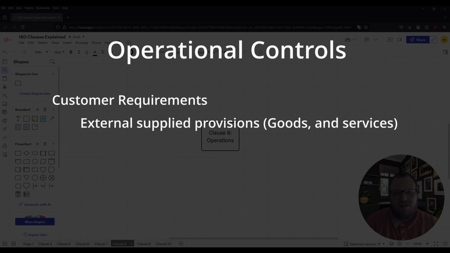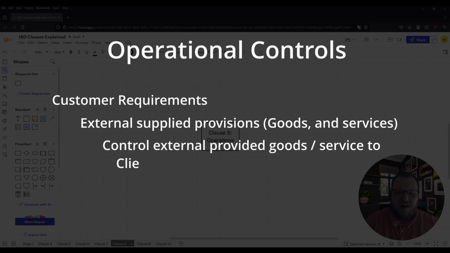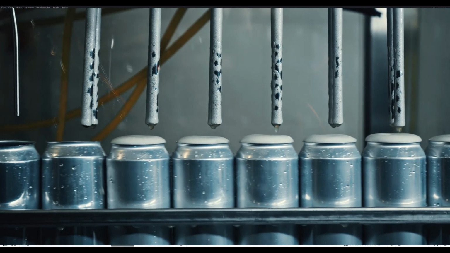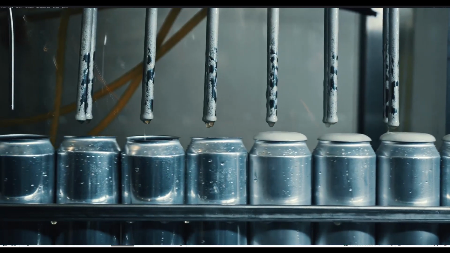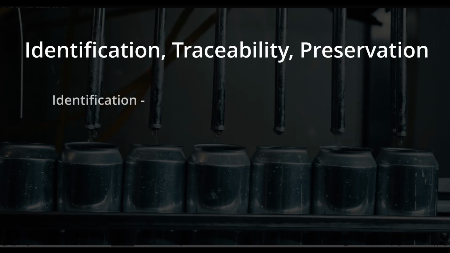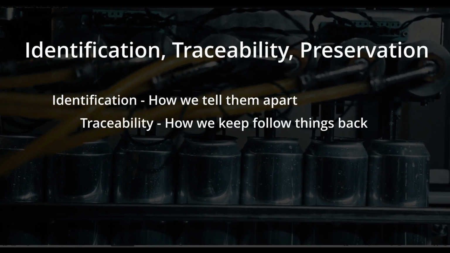So what that means is we need to control things that come from outside suppliers, whether they be people doing services on our behalf, or products that we're bringing into the business that we're going to then utilize within our product or within our service. This is also the place where we need to manage our production and service provisions. This includes identifying them, tracing them, and preserving them during their post-delivery activities.